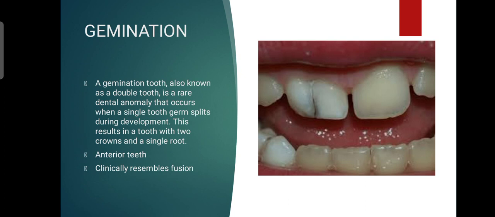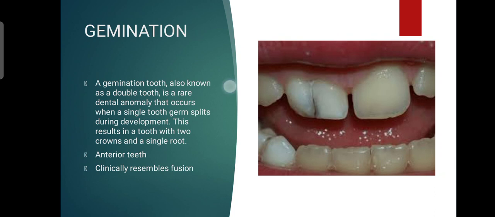Now next is gemination. Gemination is a developmental anomaly characterized by a single rooted tooth with either an unusually wide, partly divided crown or two separate crowns, thought to represent the result of an incompletely divided tooth germ. Double tooth. Basically, it is a single tooth which is divided, but you actually see one more tooth in the arch. It affects anterior teeth and clinically resembles another anomaly known as fusion. Clinically, if you see without a radiograph, it just resembles fusion.